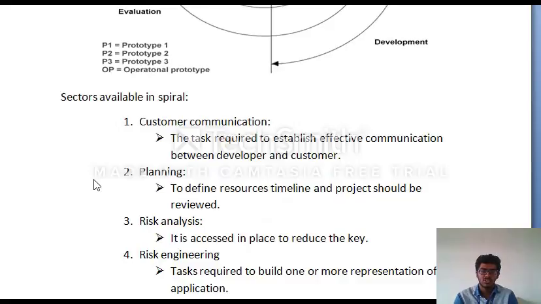Customer communication: the task required to establish effective communication between the developer and customer. Planning: to define resources, timeline, and the project should be reviewed for the resources which we are going to design in this spiral model. Risk analysis: it assesses risk in order to reduce the key risks. Risk engineering: the task required to build one or more representations of the application.